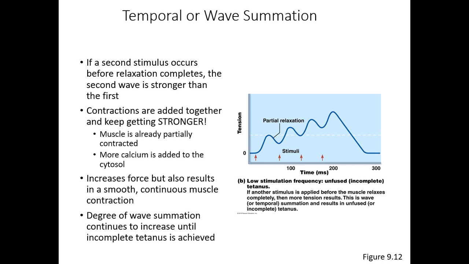And the degree of wave summation will continue until something which is called incomplete tetanus is achieved. So incomplete tetanus, you'll look at this in lab, also called unfused tetanus, is basically where you have the stimulation coming so quickly that the relaxation is very, very short. And you end up with kind of a quivering, sustained contraction, as it's often described. So we'll look at that, I believe, in lab.